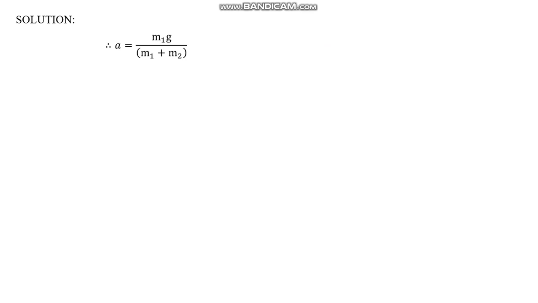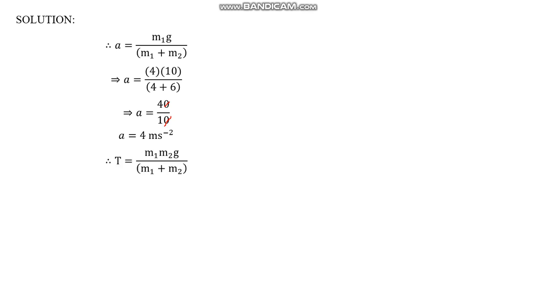The formula is a = m1 g / (m1 + m2). With all the values: m1 is 4, g is 10, m1 + m2 is 4 + 6. Do a little math. 4 tens are 40, 6 plus 4 is 10. You can cancel this 0 by this 0, so the acceleration will be 4 m/s². In this way we find the acceleration.